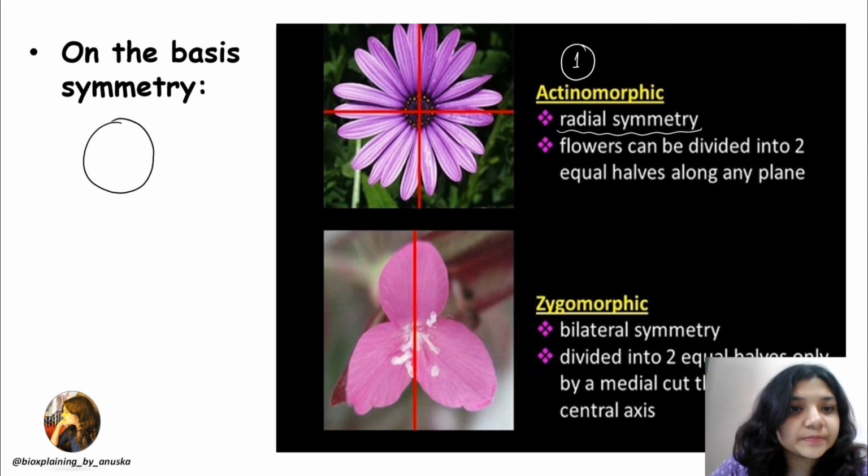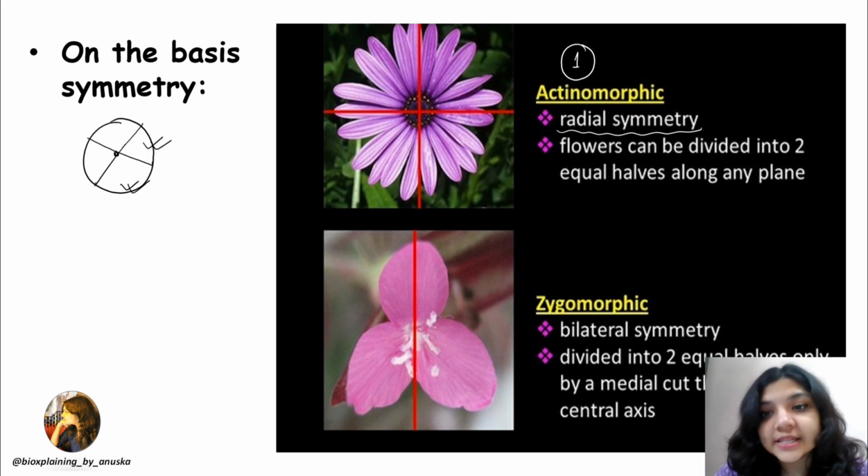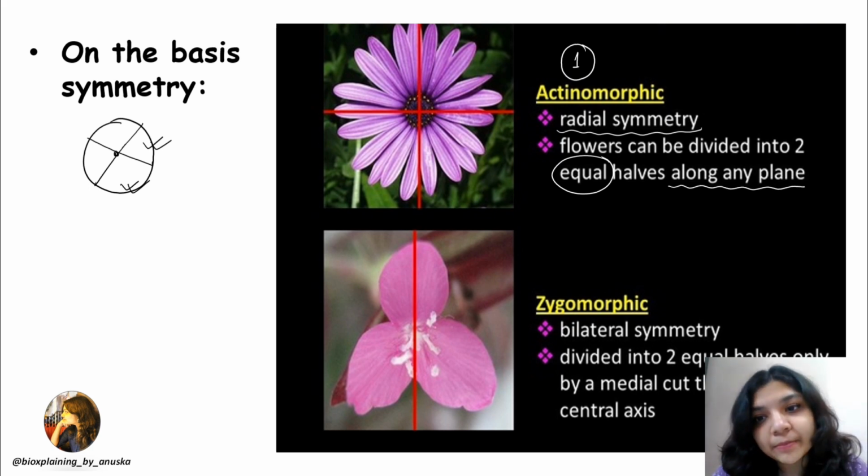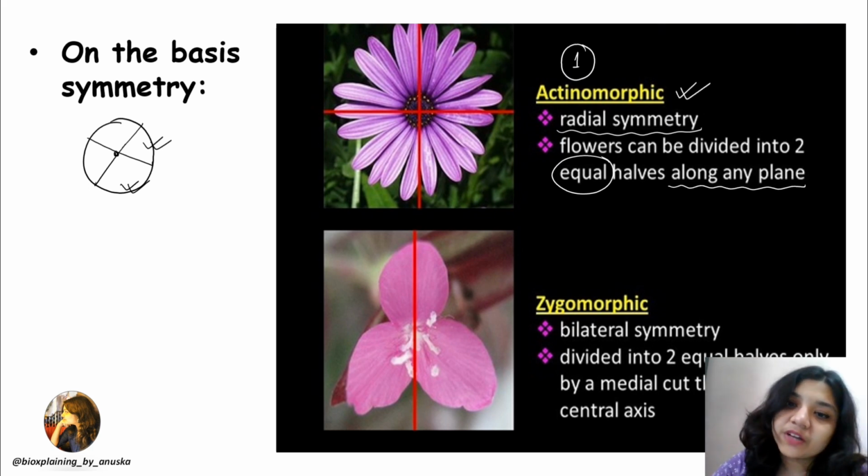Say this is a circle, right? So from the center, if you draw a line which connects the two ends, that can be considered a diameter, or you can say a radius, or in full a diameter, right? So any such line passing from the center and meeting the ends will be able to separate the flower into two equal halves. Please note that it is necessary that the halves should be equal, right? That means flowers which can be divided into two equal halves along any plane are known as actinomorphic flowers.